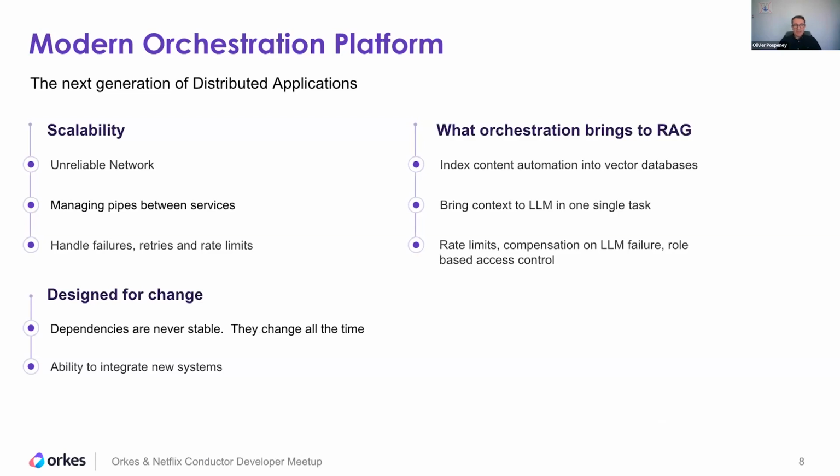Orchestration in itself is the best way today to develop modern distributed applications. And we talked a lot in the previous sessions about scalability, because yes, we are working in an unreliable network. And it is difficult to manage the pipes between services, and also to make sure that services are not linked together. It is very difficult to handle failures, doing retries when something failed, to make sure that we don't overconsume some services. So all of this is really managed by an orchestration platform.